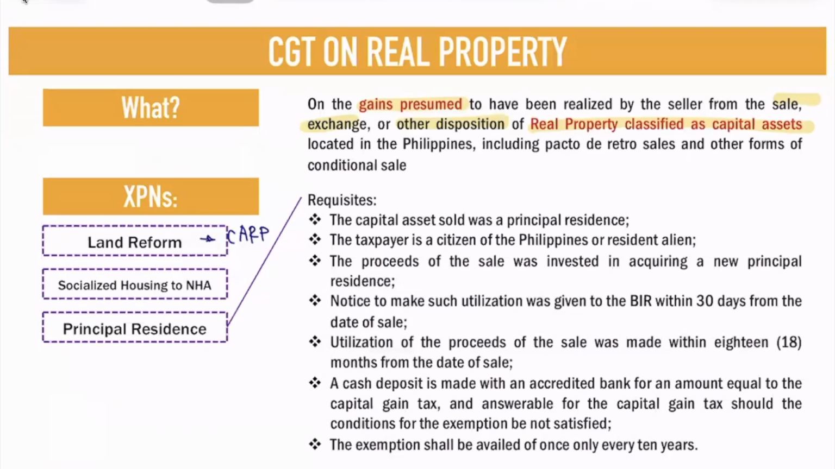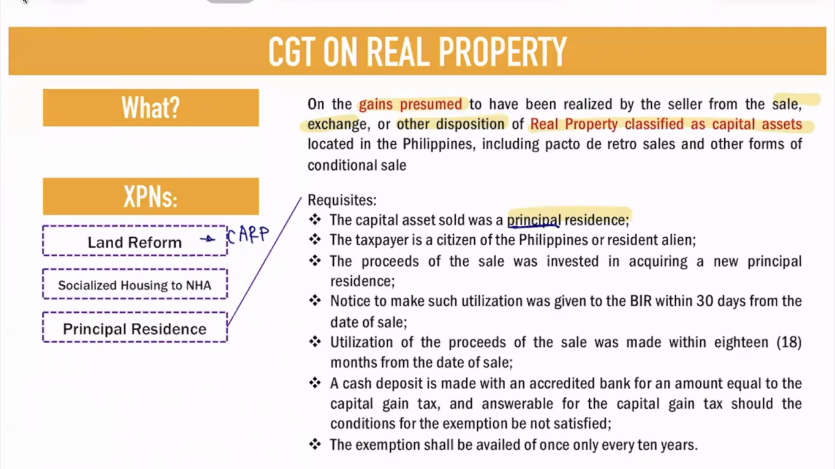The following are the requisites. First, what was sold was the principal residence. Take note, principal residence. If there are too many residences, if that is the principal or main residence of the taxpayer, then it could be exempted.